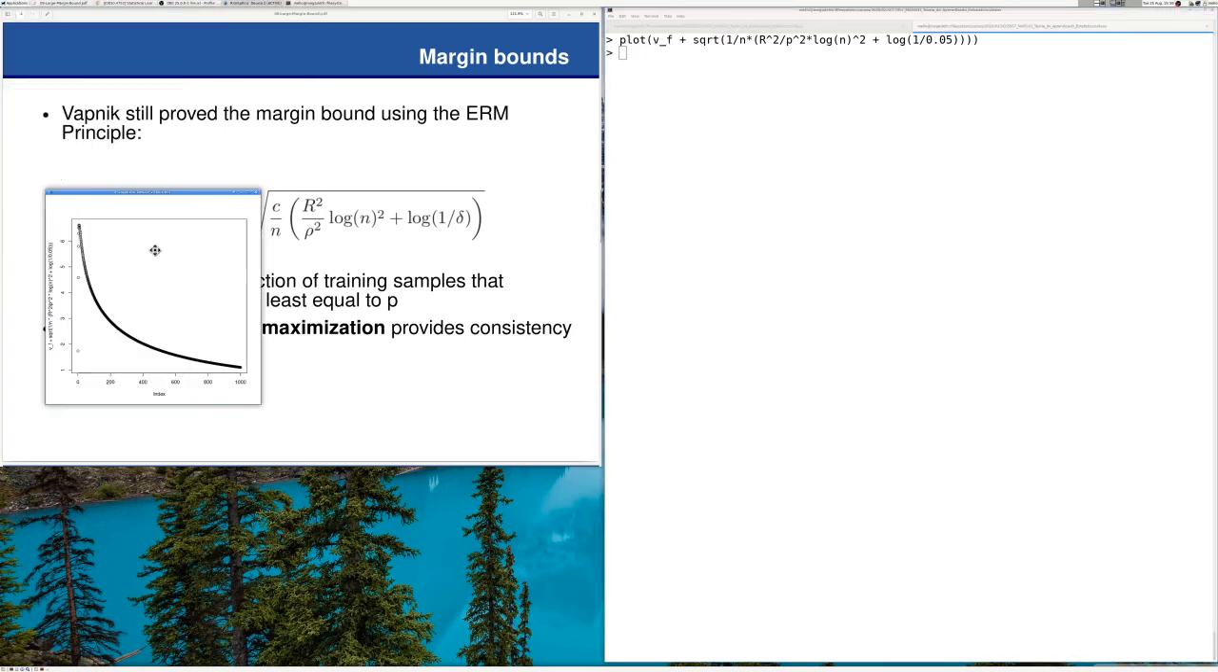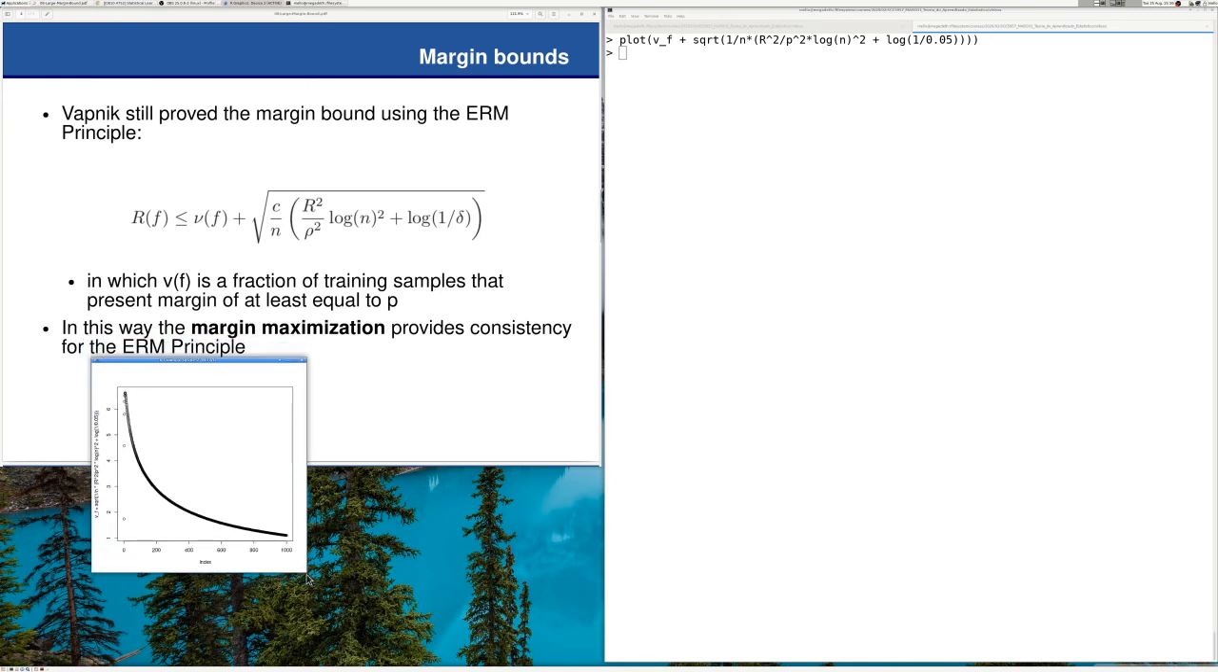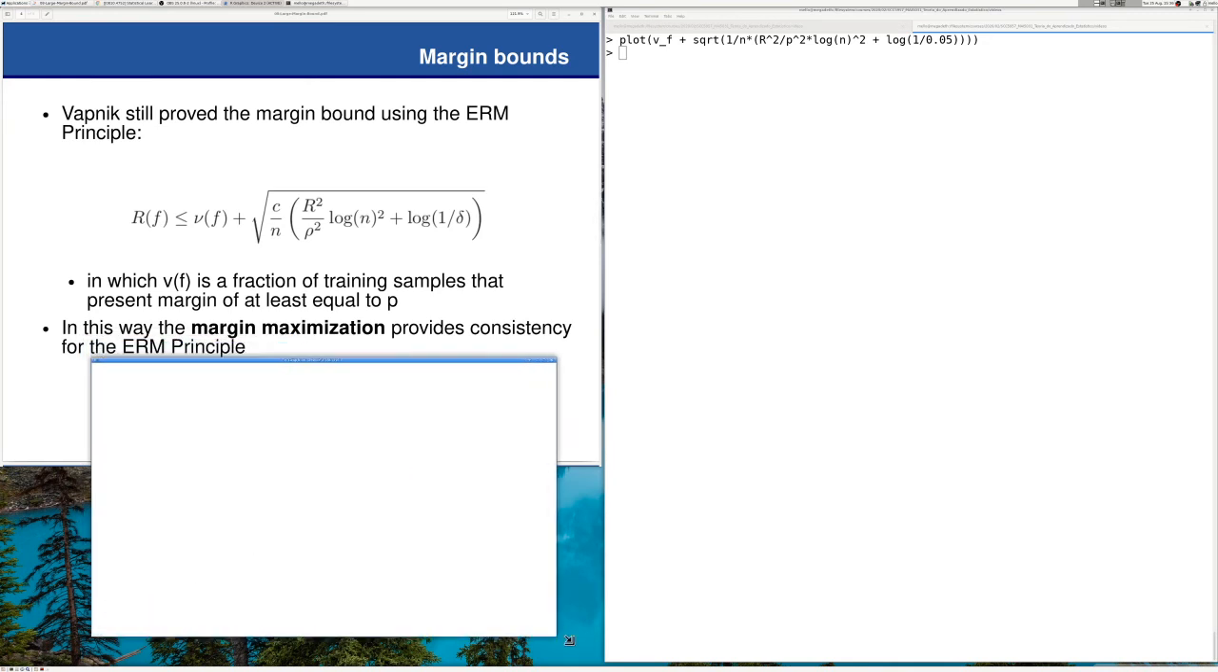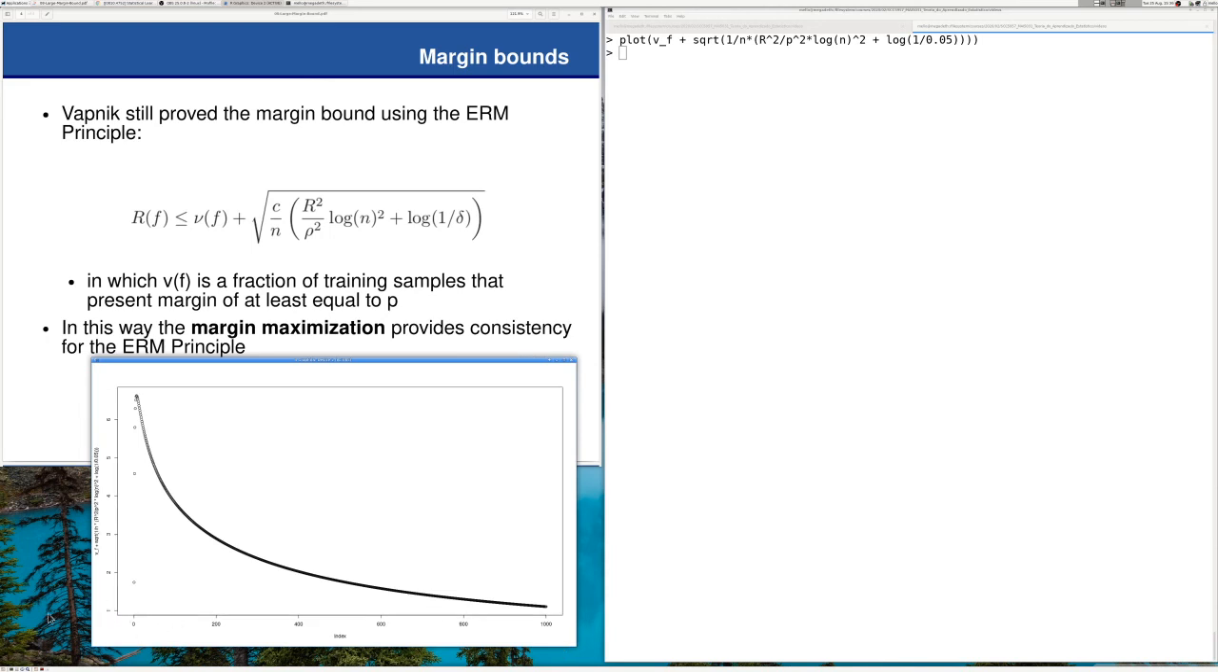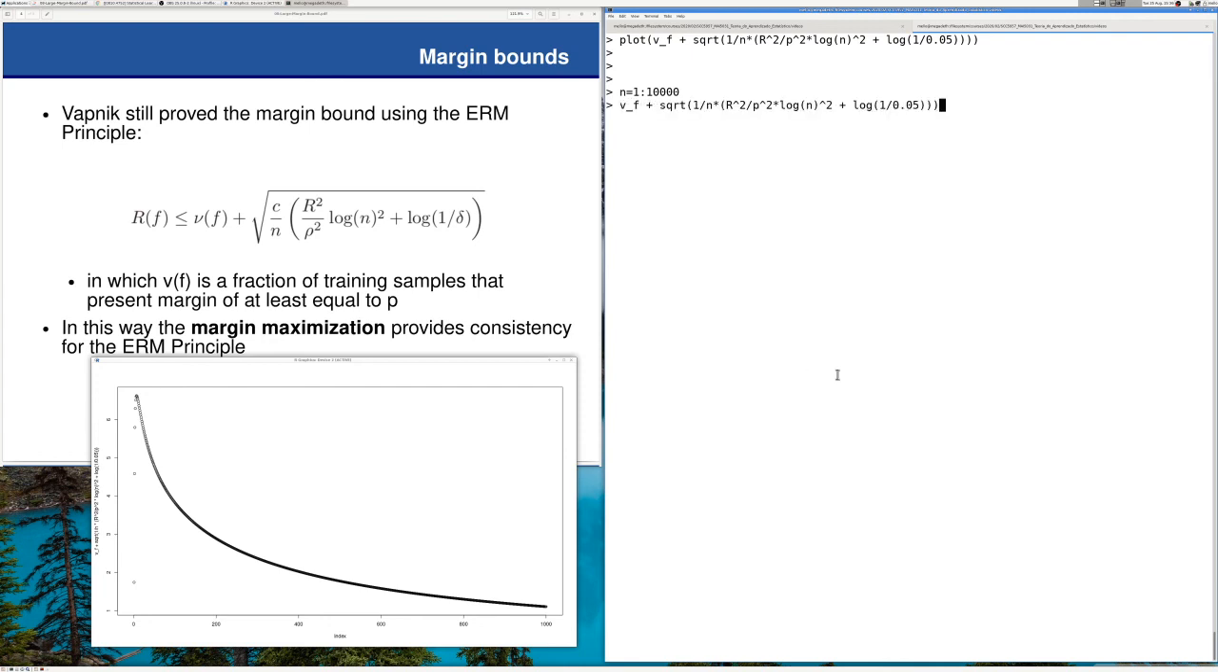You can notice we are converging, but we are far from having a value smaller than 1, as you can see here. So I'm going to increase my sample size. Maybe I could increase to 10,000. Of course, I need to produce my rho again and my R again up to 10,000. Okay. And then I'm going to use the same nu of f, which is 1%. And then I will plot this once more.